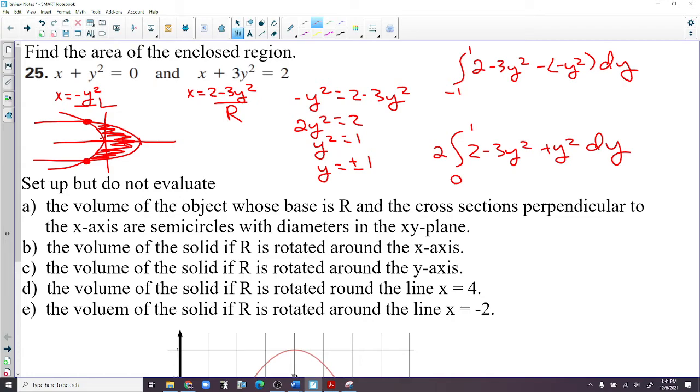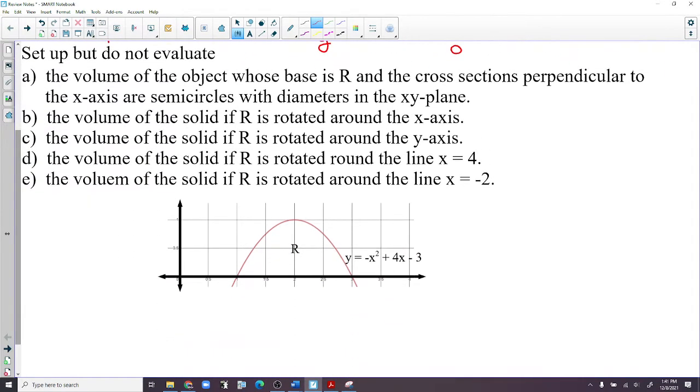On the next one, I have 5 parts to this one graph. So if you want to keep drawing, you should probably draw very lightly, and then we'll keep erasing, because if we try to do all 5 on one, it's going to get really messy really quick. So A, set up but do not evaluate.